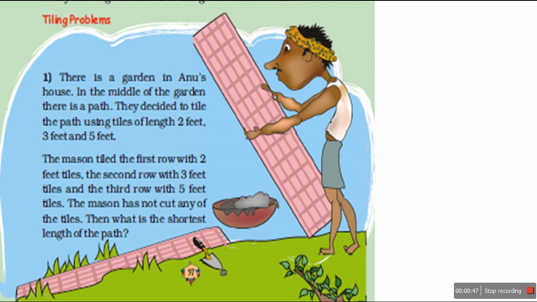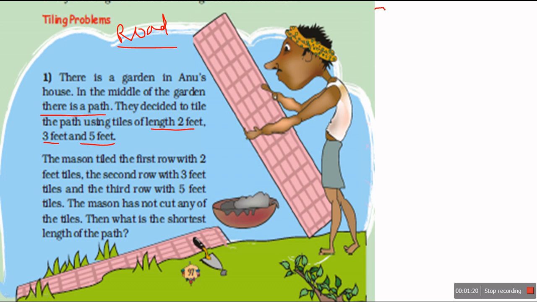There is a garden in Anu's house. In the middle of the garden, there is a path. Path means road, or walking way. In the park, you must have seen the roads on which we walk. That kind of walking road is called a path, or simply rasta. They have decided to tile the path using tiles of length 2 feet, 3 feet, and 5 feet.